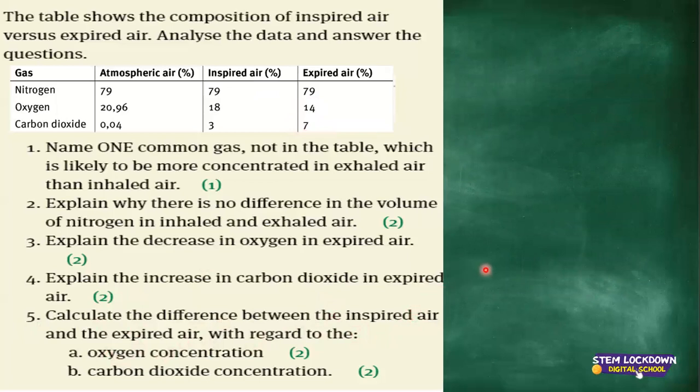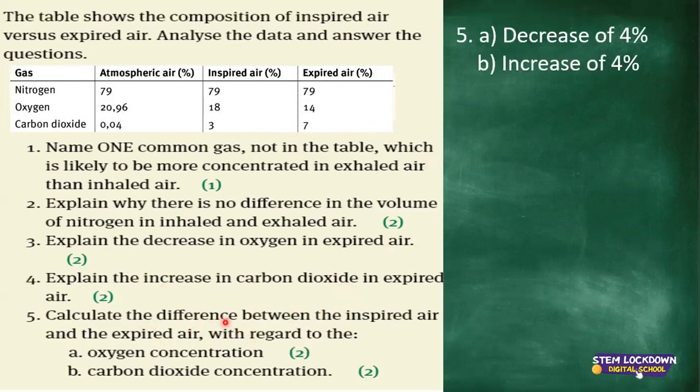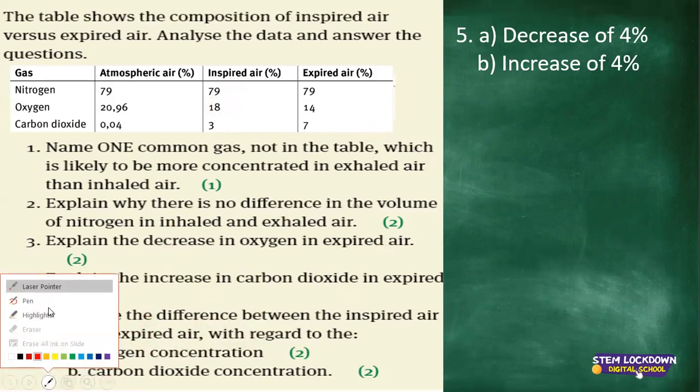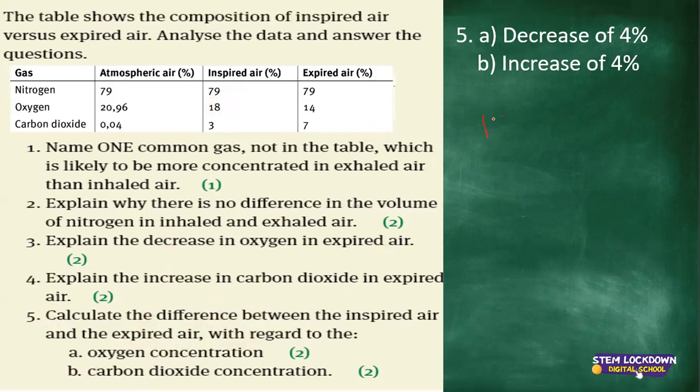So when you are asked to calculate the difference, it means they're asking you to subtract. The difference is the answer you get from subtracting. Remember this even in maths. The difference between the inspired and expired air in oxygen concentration will be 18 minus 14, which is equal to 4%. The difference is 4%.